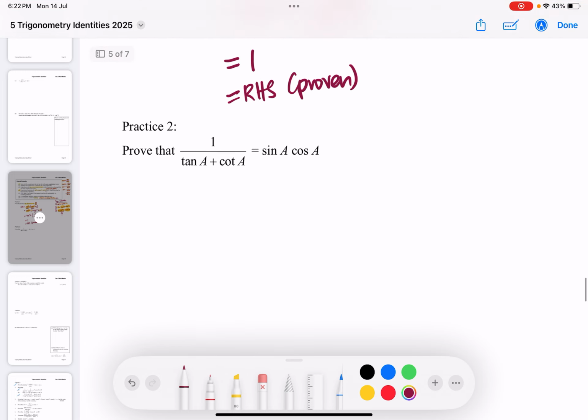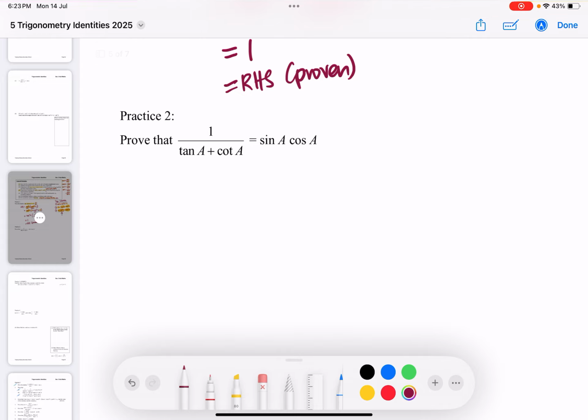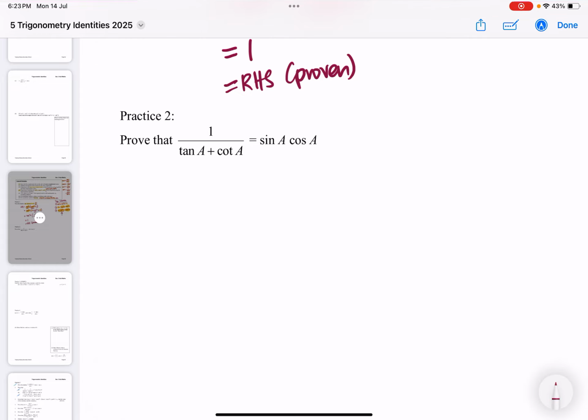Okay, now let us look at practice 2. Okay, for practice 2, again, you can decide which side you want to start with. As I said just now, sine and cosine are considered like the simplest form of the Trigo expressions. Therefore, I think the left-hand side looks a little more complicated. So I'm going to start with the left-hand side. It doesn't mean you can't start with the right-hand side. It might still work for some questions, but it may not be so intuitive, okay, as compared to starting with the more complicated side. So let me start with left-hand side.